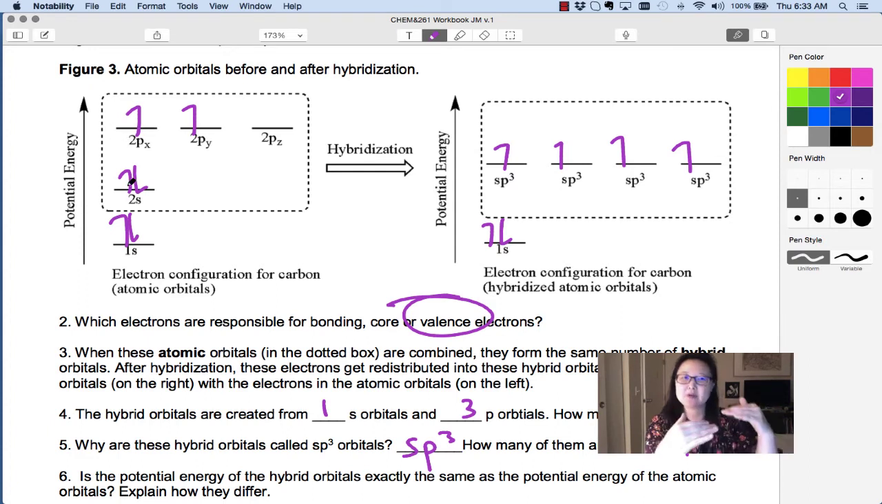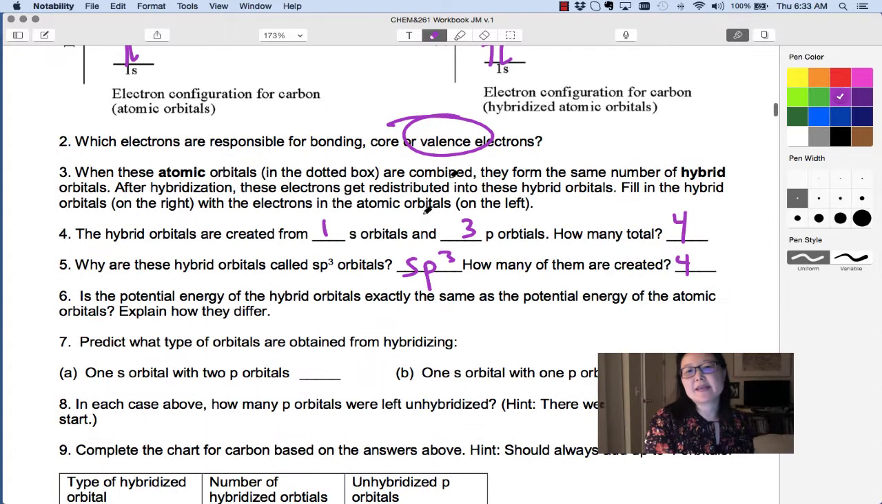S orbitals are lower than their corresponding p orbitals, but when you mix them together and redistribute them, they're going to be equal now. And notice the energy is somewhere in between the s and the p. So they're not the same energy as either s or p.